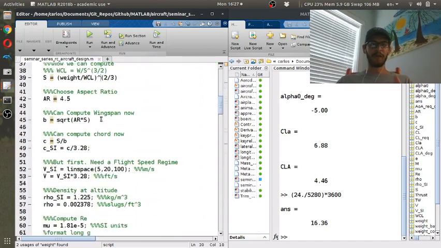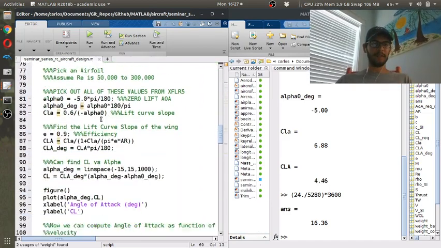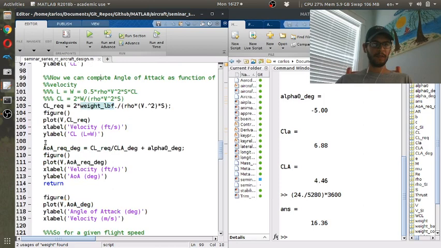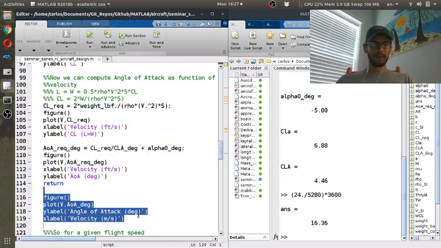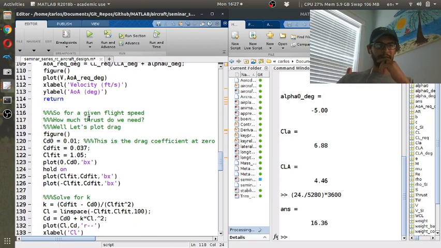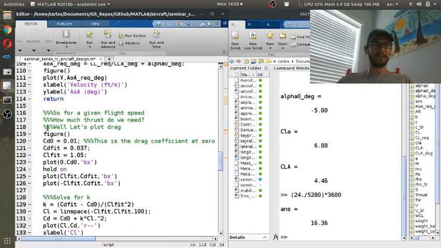Anyway, the whole point of this code is to use this as sort of a design tool. So let's keep going. So we've got our angle of attack. Let's get rid of this. So for a given flight speed, how much thrust do we need? Okay, so let's plot drag.